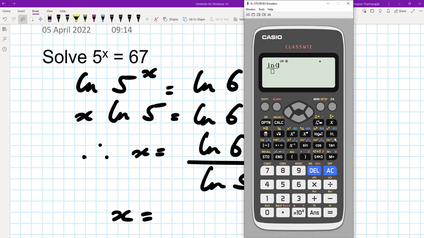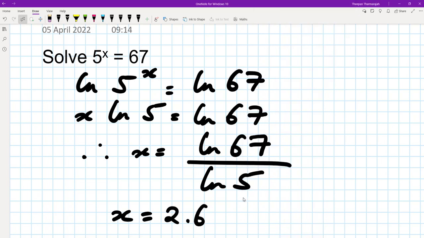So we do ln of 67 over ln 5. So I get 2.61 corrected to 3 significant figures. You'll get the same result if you use log base 10 as well.